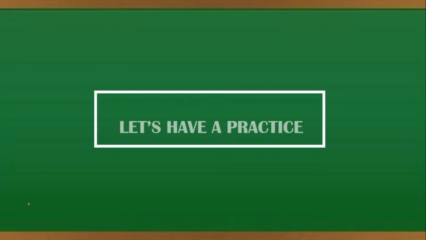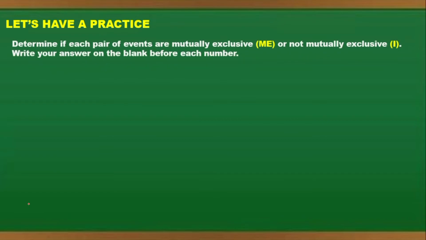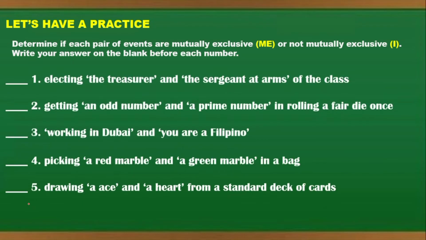Before we proceed to our examples, first, let's have a practice. Determine if each pair of events are mutually exclusive or not mutually exclusive. Write your answer on the blank before each number. Number 1. Electing the treasurer and the sergeant at arms of the class. As you all know, we can be elected once. If we are elected as the treasurer, we cannot be elected as the sergeant at arms of the class. So this event is an example of mutually exclusive events.